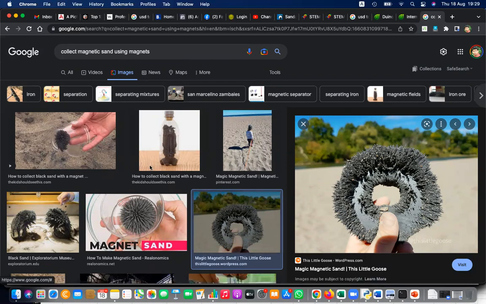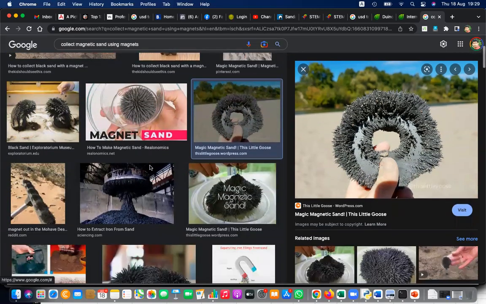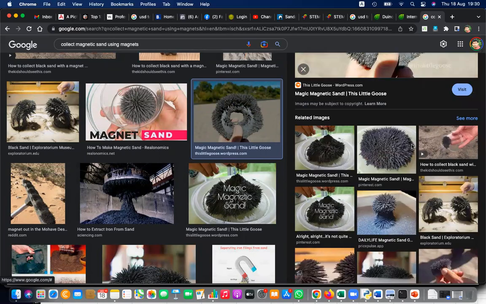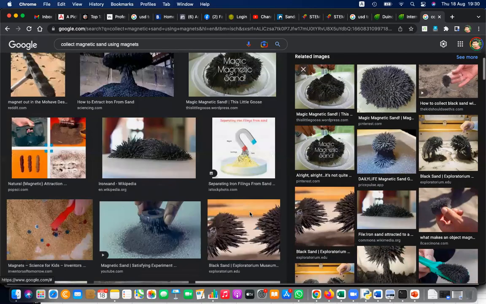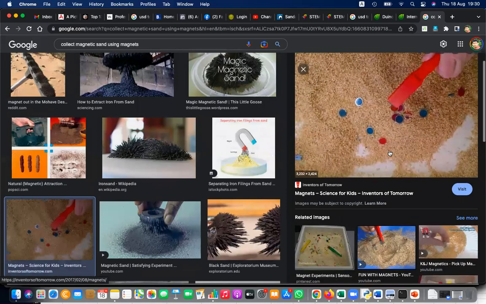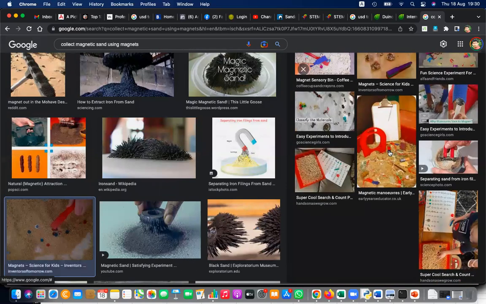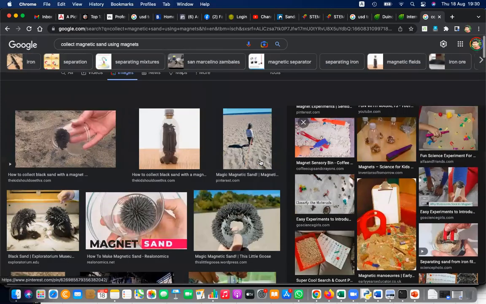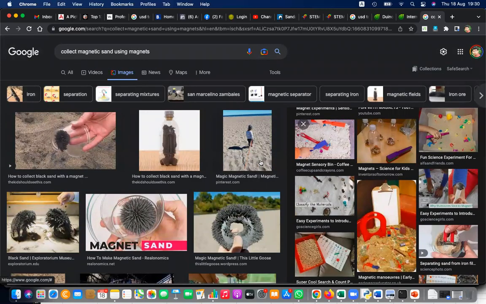After doing that, what you need to do is the same. Move this here and there in the sand. Then all the magnetic materials in the sand that you have will attract to the magnet when you move this here and there. But since there is a paper, it will not directly attract to the magnet. When you remove the paper, you can collect these magnetic materials into a paper.